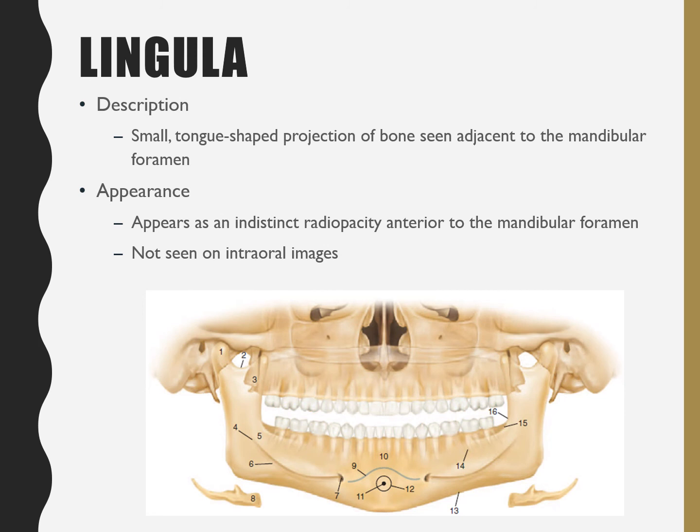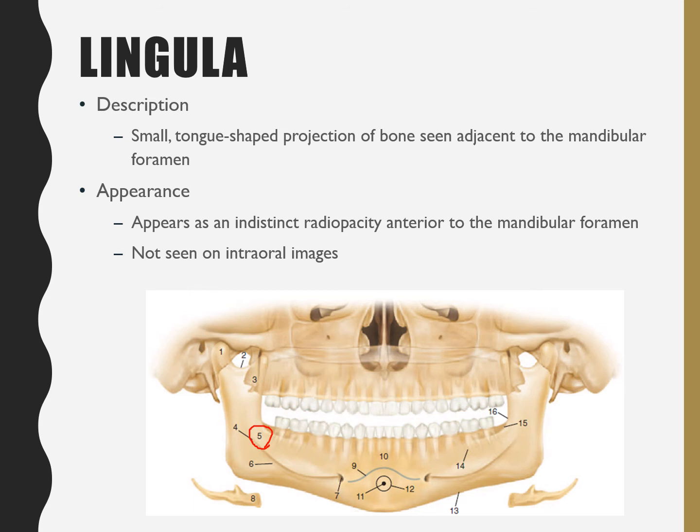Okay, so the lingula. This is a small tongue-shaped projection of bone seen adjacent to the mandibular foramen. It looks like an indistinct radiopacity anterior to the mandibular foramen. It's not usually seen on your intraoral images. Lingula is a Latin word. It means tongue. Those of you who speak Spanish are probably pretty familiar with lingua or lingula or anything like that. It's a very comfortable root word. But anyway, it's going to be right here, this little area.